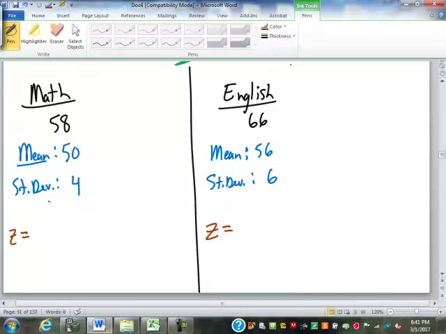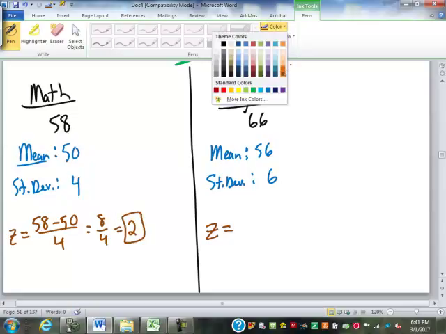Okay, so for the math, our z-score is going to be what? 2. So yeah, 58 minus 50 divided by 4, which is 58 minus 50 is 8, divided by 4 is 2. Yes, that is a z-score of 2.